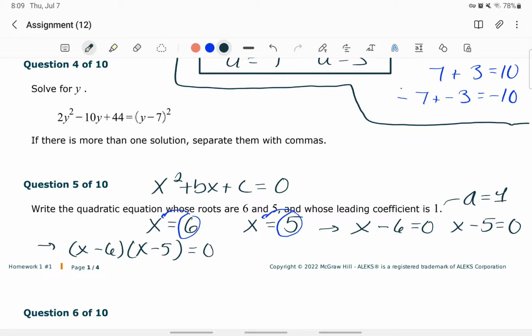And continuing to go in reverse, I can just distribute. X times x is x squared. X times negative 5 is negative 5x. Negative 6 times x is negative 6x. Negative 6 times negative 5 is positive 30. And this is equal to 0.